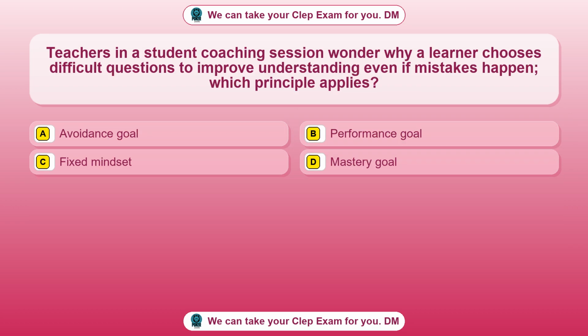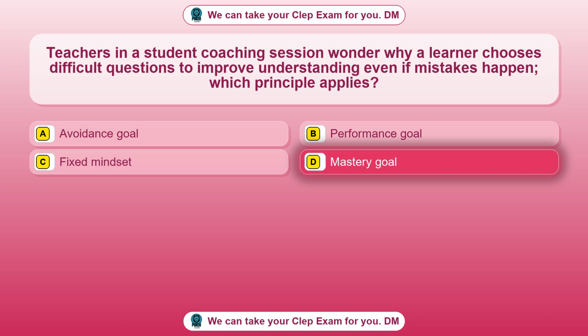Question 28. Teachers in a student coaching session wonder why a learner chooses difficult questions to improve understanding even if mistakes happen. Which principle applies? Option A, avoidance goal. Option B, performance goal. Option C, fixed mindset. Option D, mastery goal. The correct answer is option D.